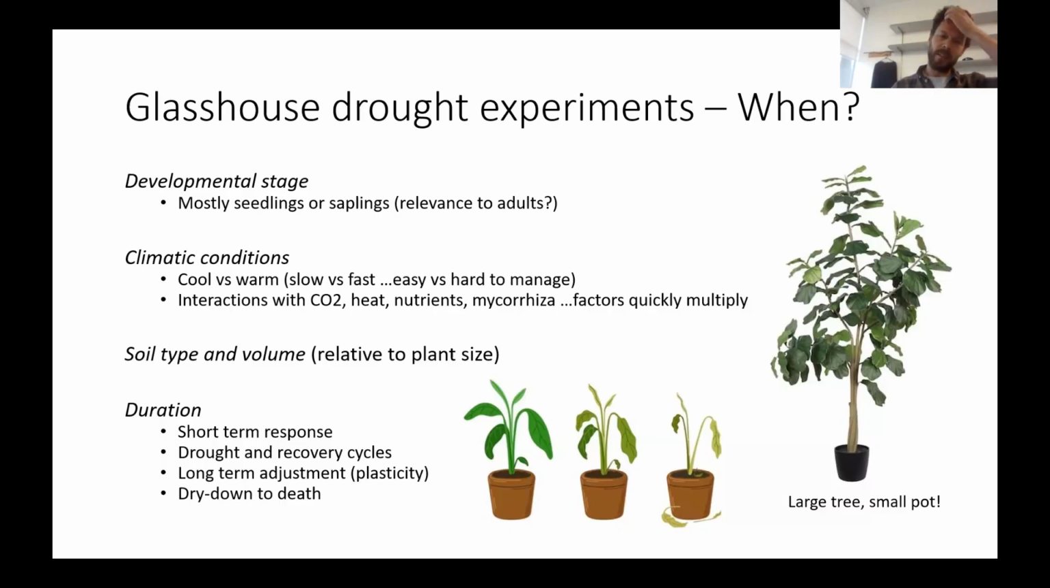The duration is another consideration. Short-term experiments are fine for just examining initial responses, but you might be interested in how plants adjust plastically. So you'd go over a long-term drought experiment where plants are growing under different levels of water deficit for long periods of time. And indeed, you may want to rewater your plants to look at how plants recover following drought. And then again, there's another approach of just drying down plants to death to determine survivorship.